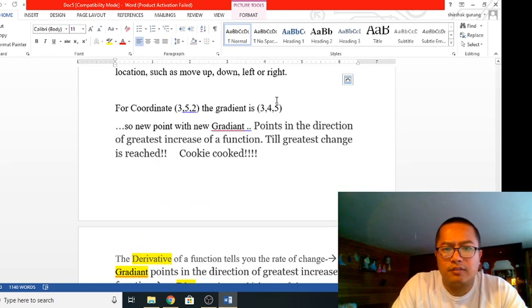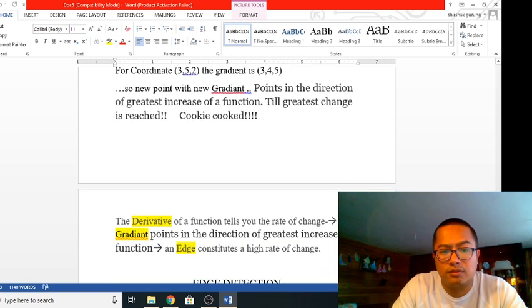So you see, once it finds the place with the hottest temperature, then it is cooked and we are good to go.